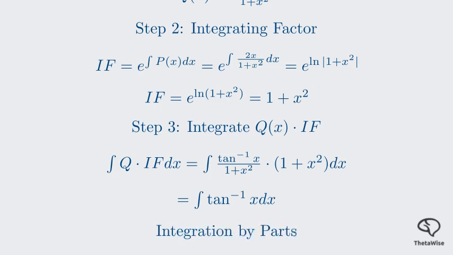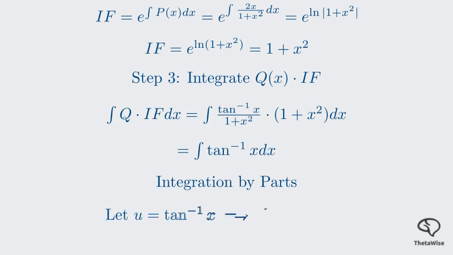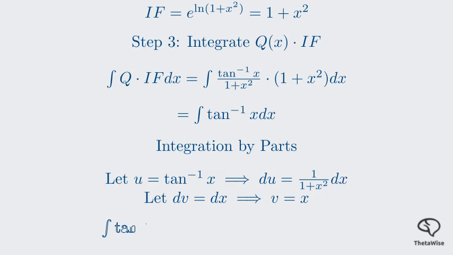Let's set it up. When integrating an inverse trigonometric function, it's a good strategy to set that function as u and dv as 1. Applying the integration by parts formula, uv minus the integral of v du, we get x times tangent inverse x minus the integral of x over 1 plus x squared dx.